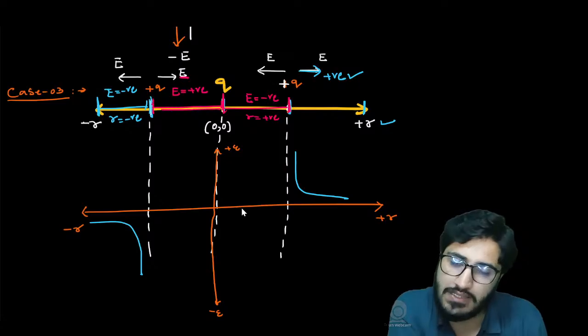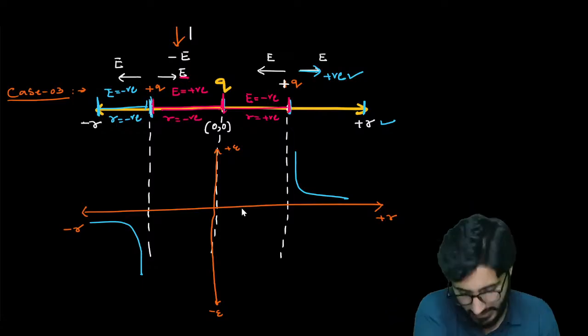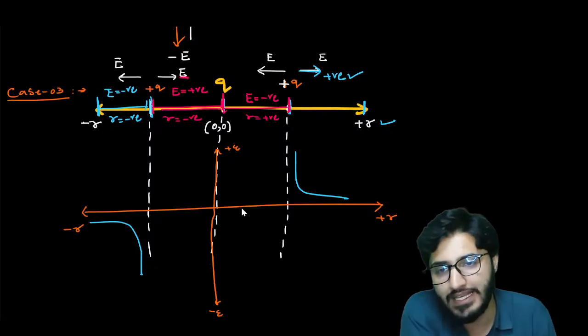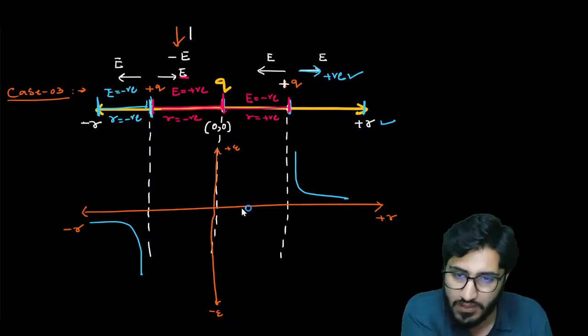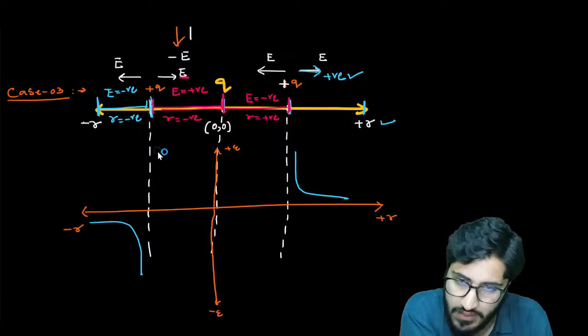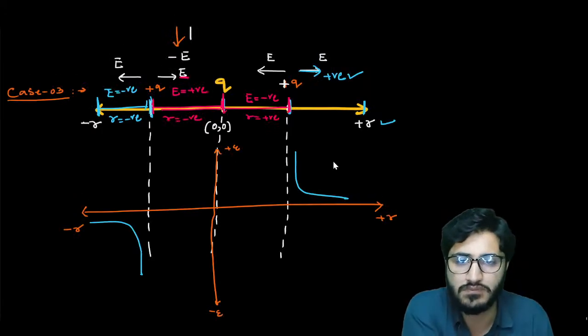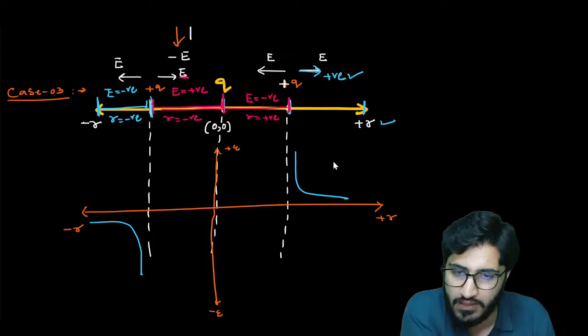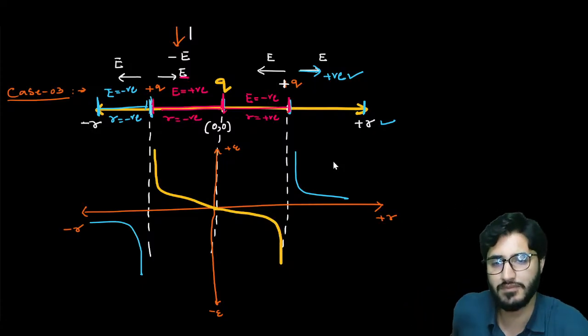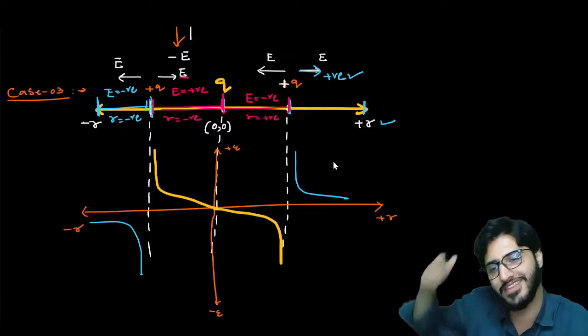But R, sir, R will be negative. Now, how to make a graph of it? E positive, R negative. So, sir, it will go in this way. Look, it will go. It will go in this way. This is my graph.